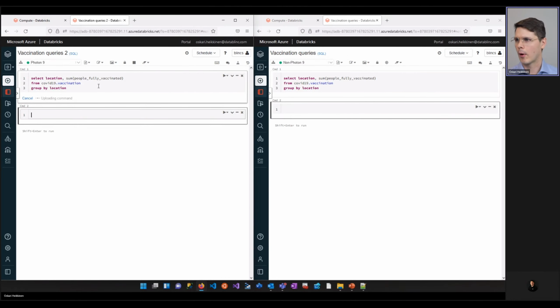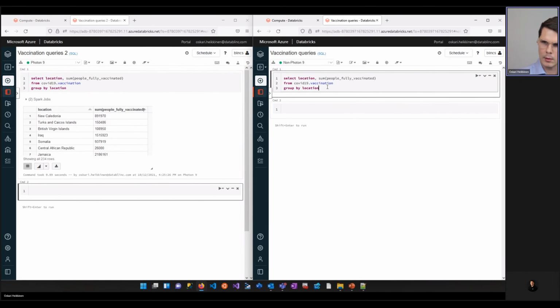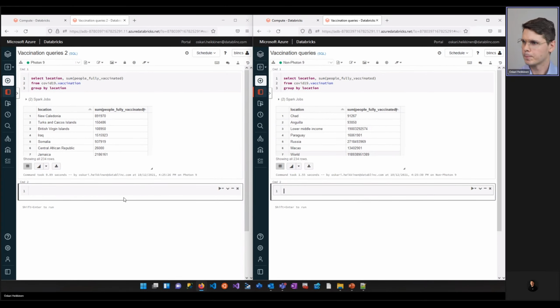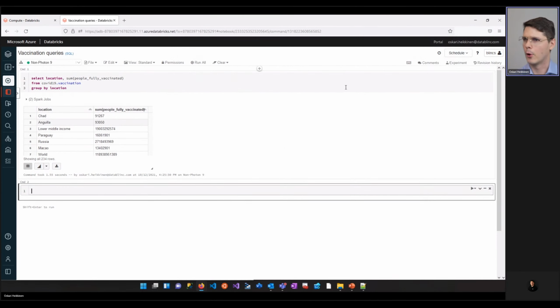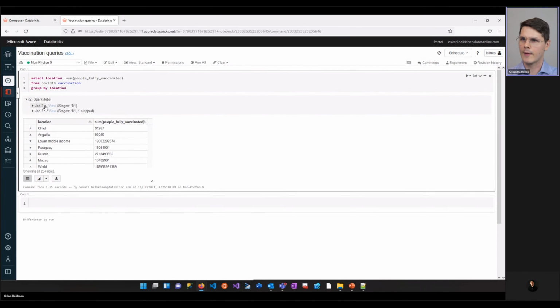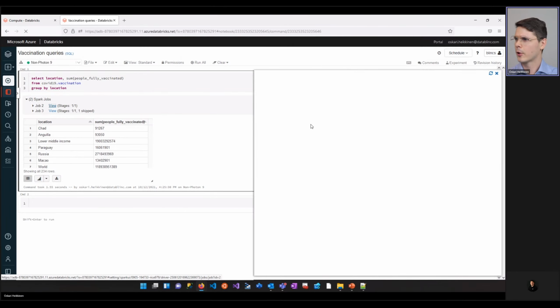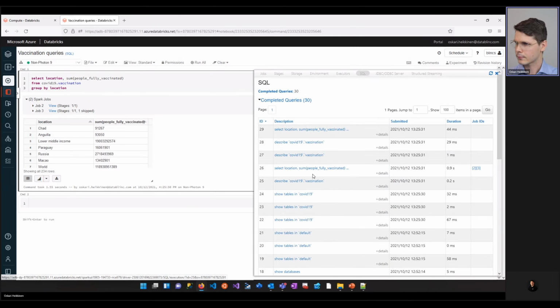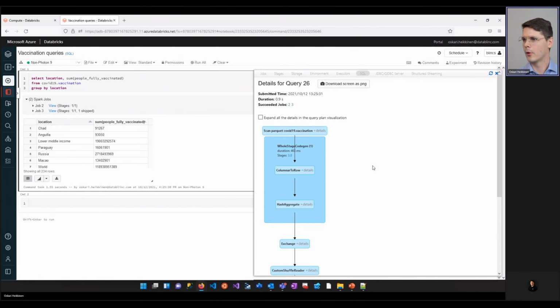So let's run a super simple aggregation query on both of the clusters. And let's start from the non-Photon side of things. Let's have a look at the physical execution plan of these queries. So let's go over here and then select the actual query that was run. So this is the physical execution plan visualized.